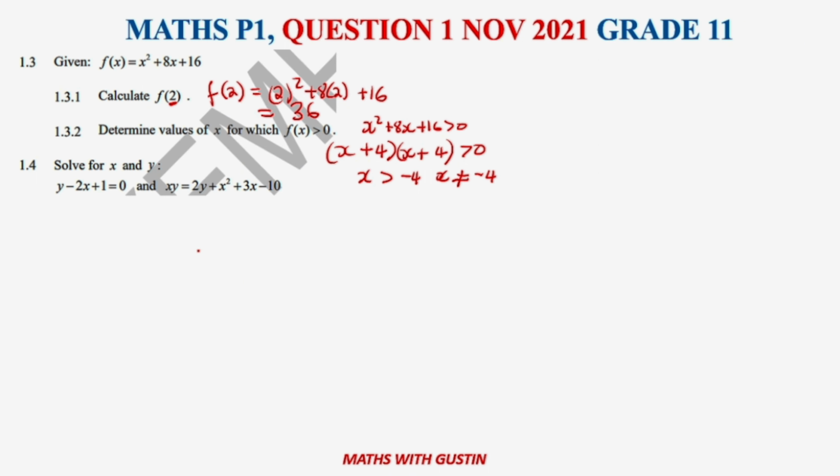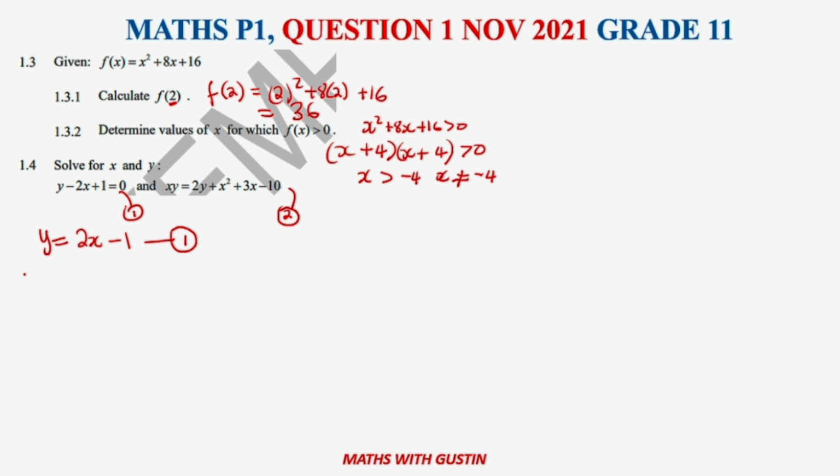So now let's have a look at 1.4. 1.4 says solve for x and y. This is a simultaneous equation. We are given equation number 1, and I'm not going to rewrite them here. That's equation number 2. So we're going to resolve equation number 1 and make y the subject of the formula, because it's much easier. We take everything to that side, and we're going to have 2x minus 1. Therefore this is equation number 3.